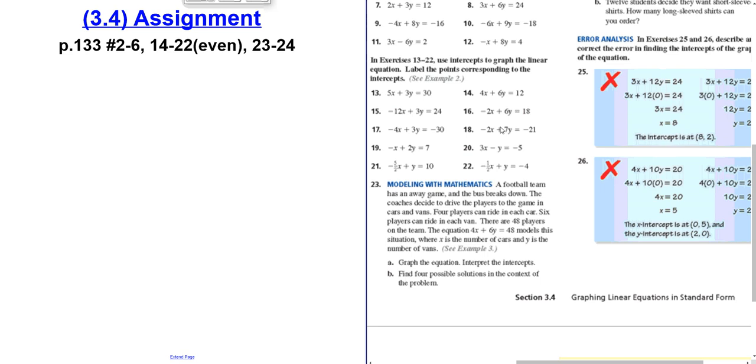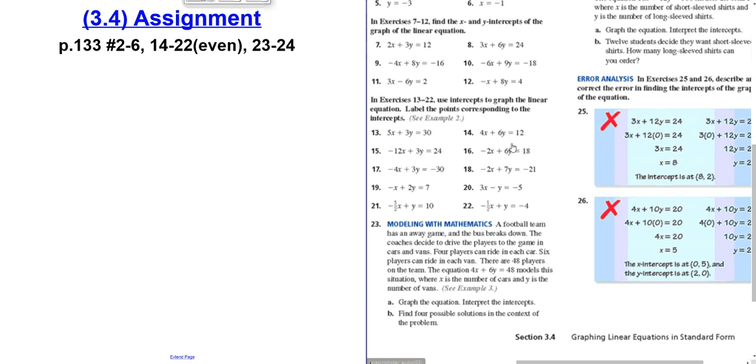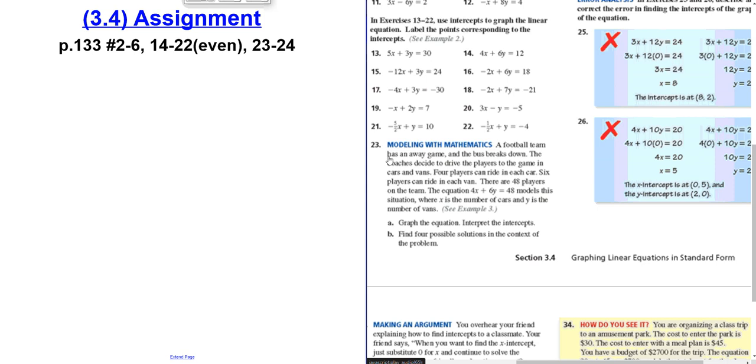The last 2 are 23 and 24. 23 says a football team has an away game and the bus breaks down. The coaches decide to drive the players to the game in cars and vans. 4 players can ride in each car, 6 players in each van. There are 48 players on the team. They're giving you the equation, so that's all this information. The equation 4x plus 6y equals 48 is for all of that. And then it says x is the number of cars, y is the number of vans.